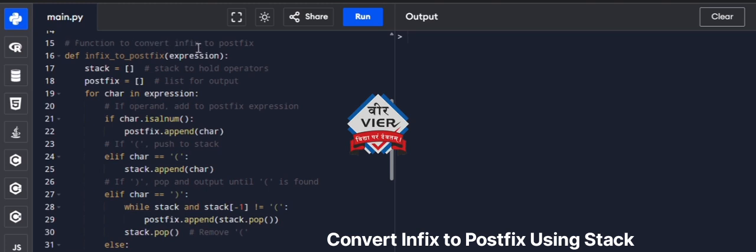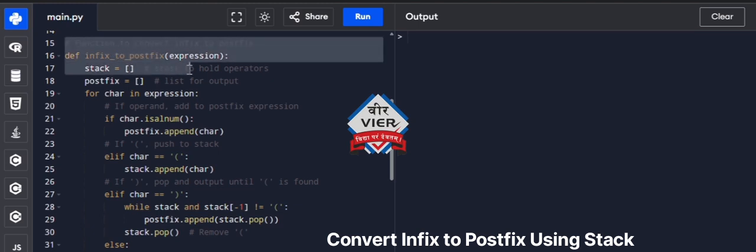If op equals multiply, or op equals divide, return 2. Medium precedence. Multiplication and division have higher precedence, 2. If op equals exponent, return 3. High precedence. Exponentiation has the highest precedence, 3. Return 0. Default, parentheses, any other character, primarily parentheses, which we handle separately, has a precedence of 0.